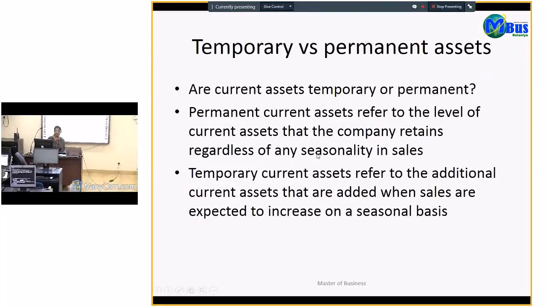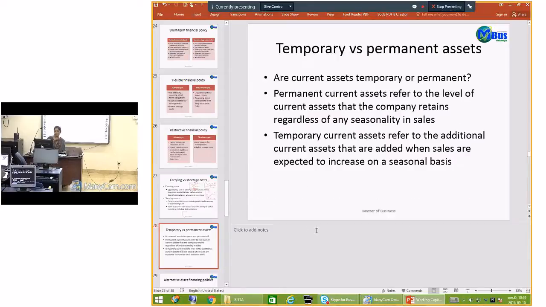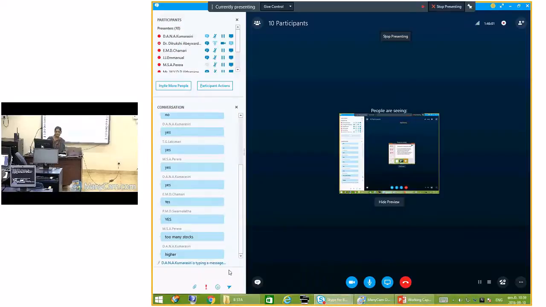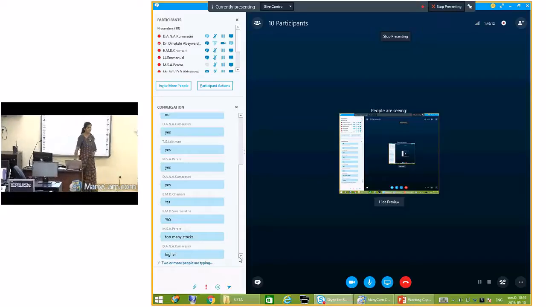Right, temporary versus permanent assets. Are current assets temporary or permanent? Current assets, temporary. What is the answer? How many of you say temporary? Online students, are current assets temporary or permanent? On what basis do you say temporary? What is the answer, online students? Is it temporary? Current assets?